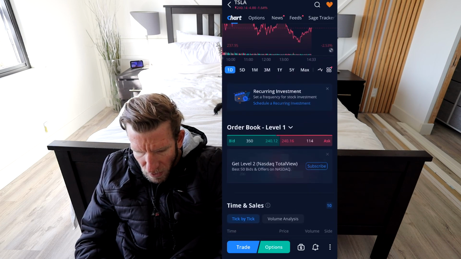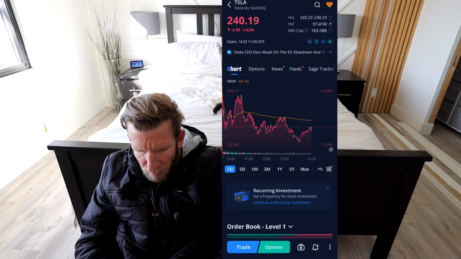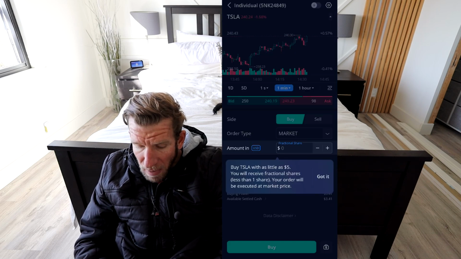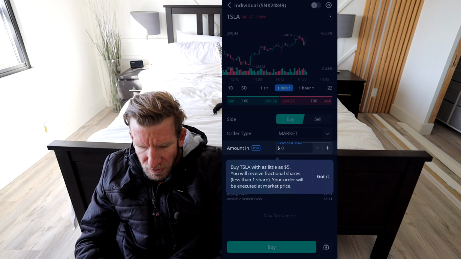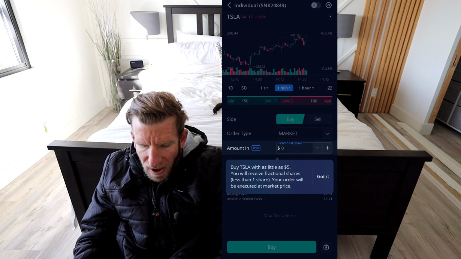Now you can also see this is where it gets a little bit confusing, so I want to break this down for you here. Bottom left, we're going to hit trade, and you can buy Tesla with fractional shares. Fractional shares means that you don't have to buy a full share at $239, $240. You can buy as little as $5.